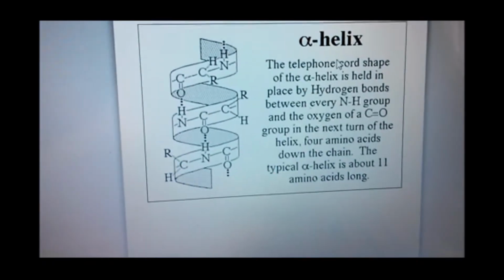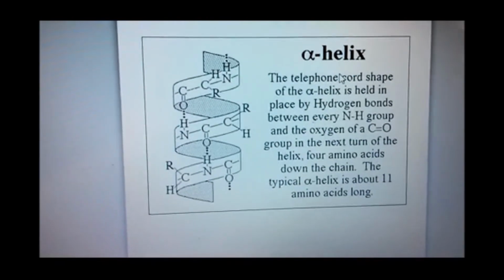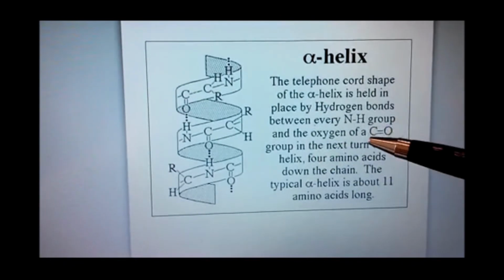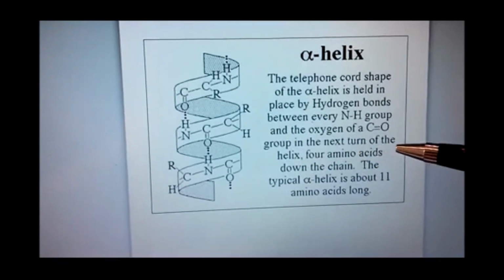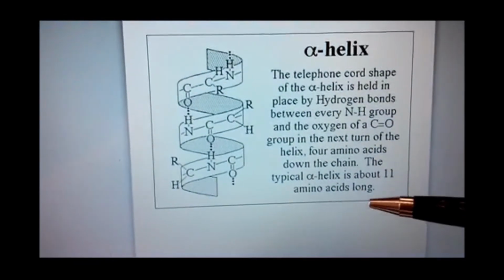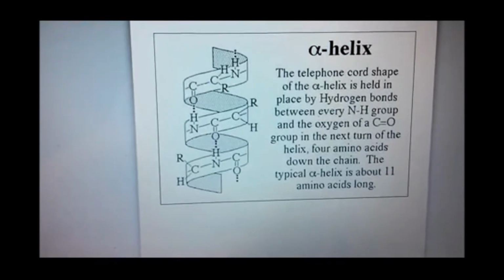This is the picture for alpha helix. It is held in place by hydrogen bonds between every NH group and the oxygen of a CO group in the next turn of the helix, 4 amino acids down the chain. The typical alpha helix is about 11 amino acids long.